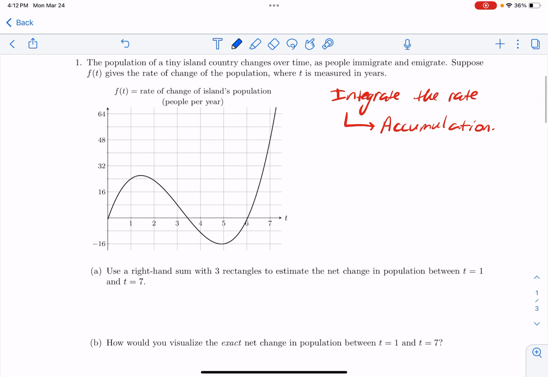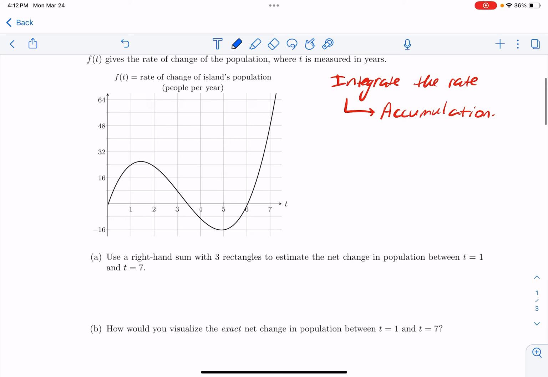So A says use a right-hand sum with 3 rectangles to estimate the net change in population between 1 and 7. Well, we know how to do that. We need to find our delta x first. So that's b minus a, 7 minus 1, divided by the number of rectangles, which is 3. That gives us 6 divided by 3, or our delta x is equal to 2. Now for a right rectangle, we're going from 1 to 7. So from 1, we know that with a width of 2, that takes us to 3.